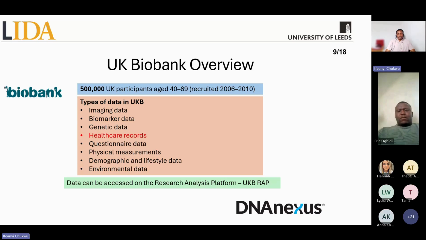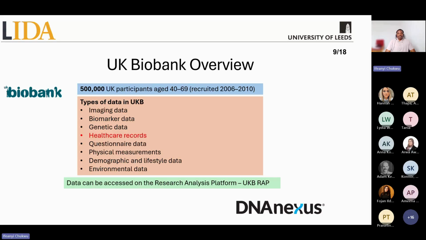So the UK Biobank itself recruited slightly above 500,000 participants between the ages of 40 to 69 years, between 2006 and 2010, and has collected wide-ranging data from these participants over these years. It's a longitudinal study, and has followed up these participants for a long time. So it's quite a very rich data set.